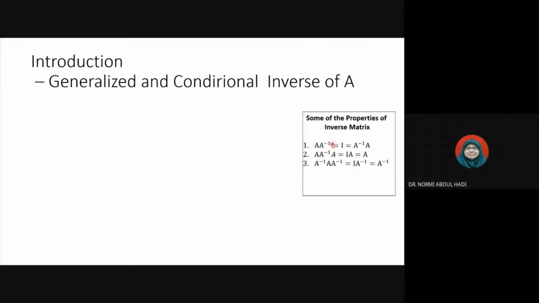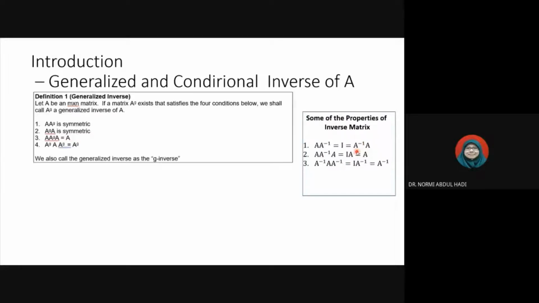If you have a matrix A, the multiplication of A and A inverse will give you an identity matrix. And similarly, A inverse times A will give you an identity matrix. So these are the properties of the previous inverse that we have learned. But for generalized inverse, let A be an m by n non-square matrix. If a matrix AG, the generalized inverse of A, exists that satisfies the four conditions below, we shall call AG a generalized inverse of A.